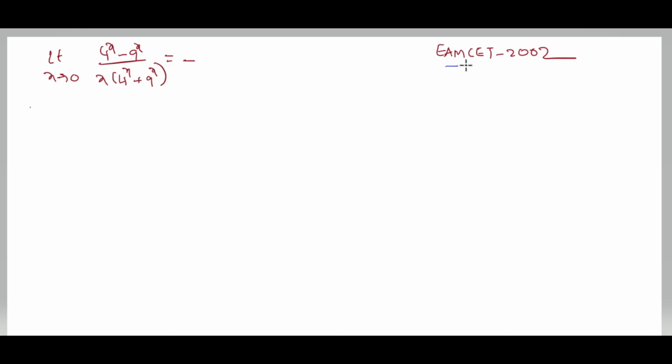Friends, this problem is from MSET 2002. Here is given limit x tends to 0, (4^x − 9^x)/(x(4^x + 9^x)). If substituting x = 0, 4^0 − 9^0 = 1 − 1 = 0, so it is in the form 0/0.